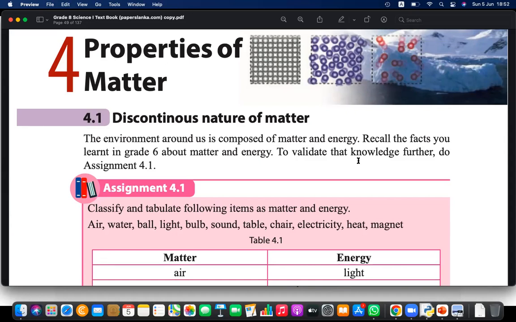Actually, we have already learned about states of matter in the previous grade, and some properties of matter, like how the states are changing, how a solid becomes liquid, how it becomes gas, how solid to gas conversion and gas to solid conversion happen. We learned about that. Then liquid to gas, gas to liquid.